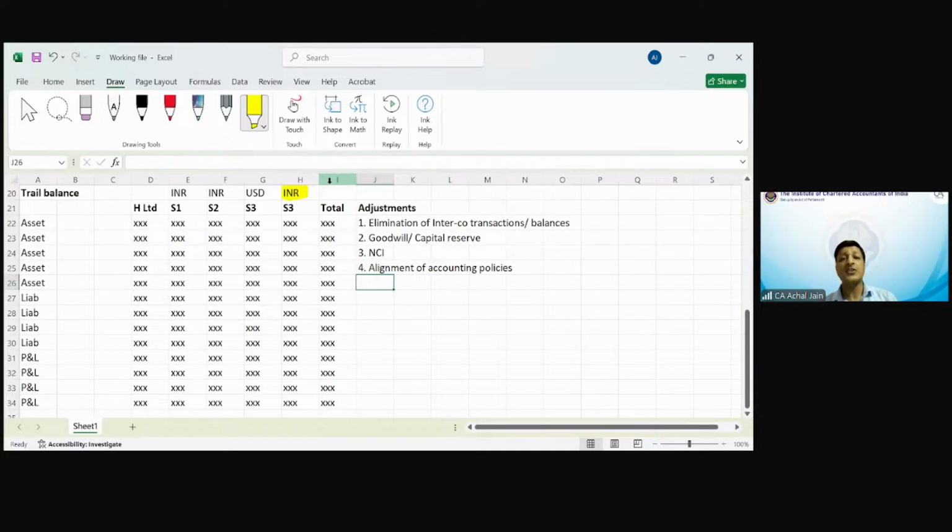So all of these adjustments, who will be checking? What is going to be the role of the auditor as far as consolidated financial statements are concerned? It's not only about checking whether H, S1, S2, S3 are following line by line or not. Over and above line by line, all of these adjustments are required to be audited by the auditor. Yes or no? Now, another adjustment.